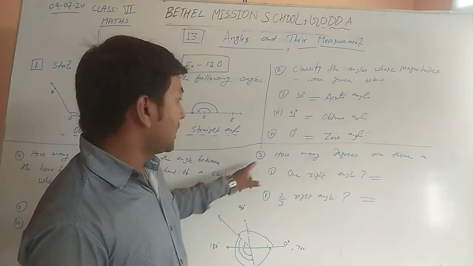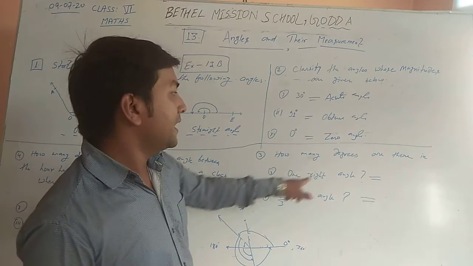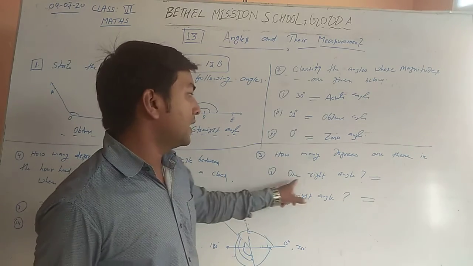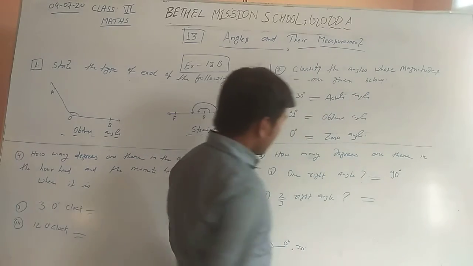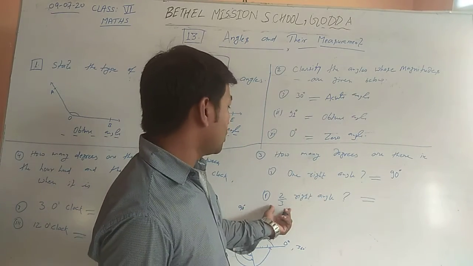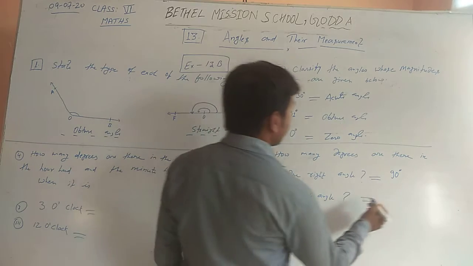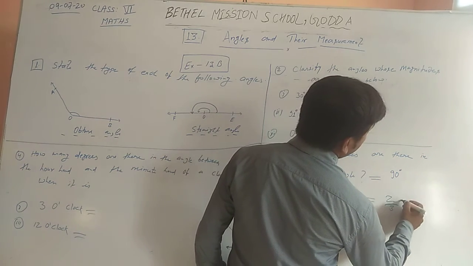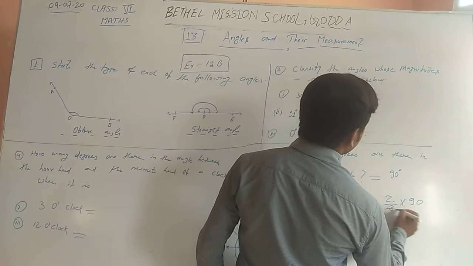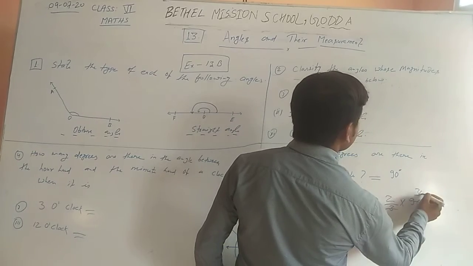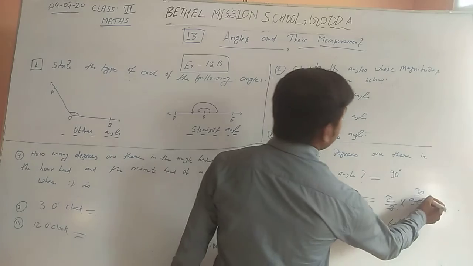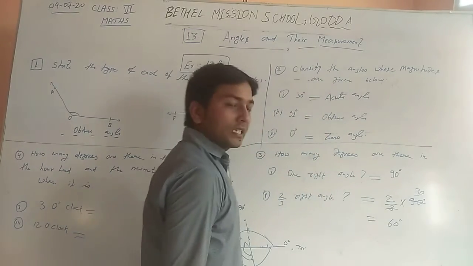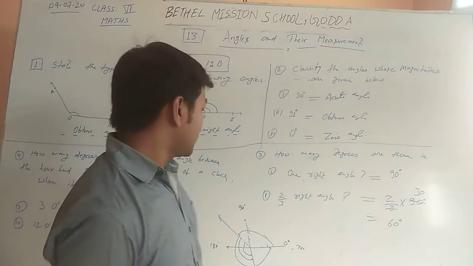Now third number: how many degrees are there in one right angle? One right angle, 90 degrees. And fifth number I have taken: 2 by 3 of a right angle. The right angle is equal to 90 degree. You can cut this one by 30, this is 60 degree. This type you will do in the third number question.